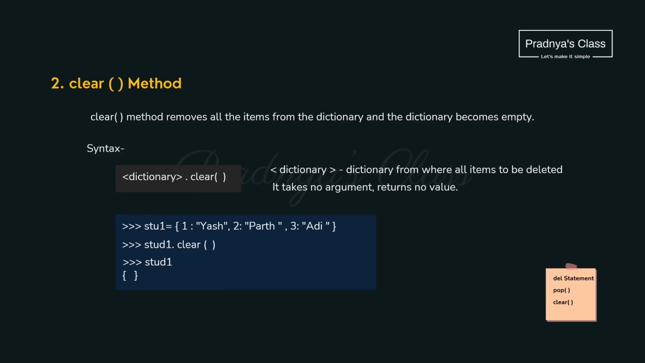As we have used len function on all the data types, clear also we have used earlier. Clear method is associated with list too. The usage of clear method is the same as when we apply it on list. Here also it will delete all the elements of the dictionary. The dictionary will be empty then.